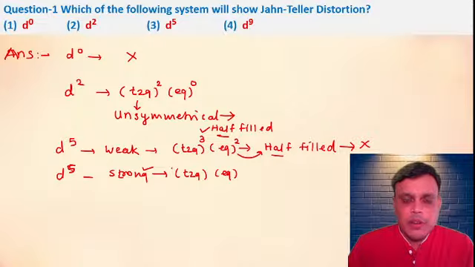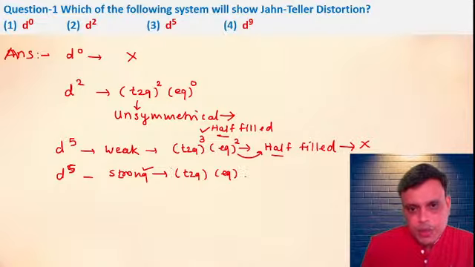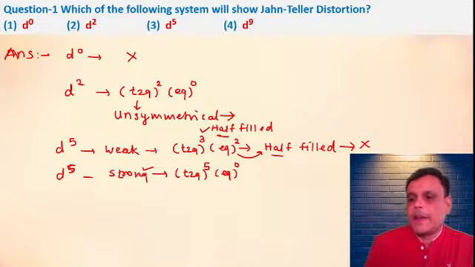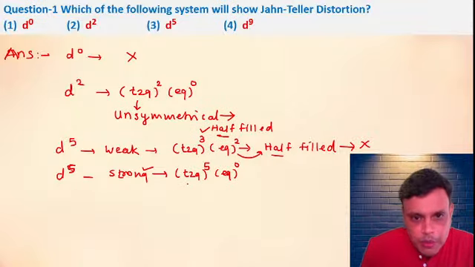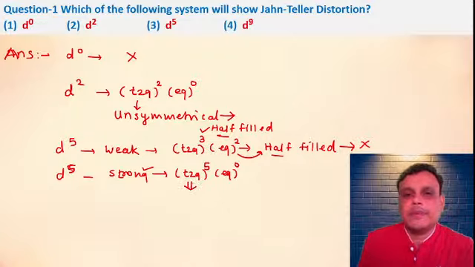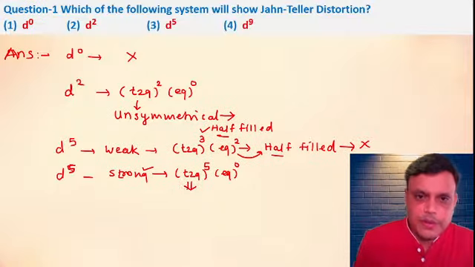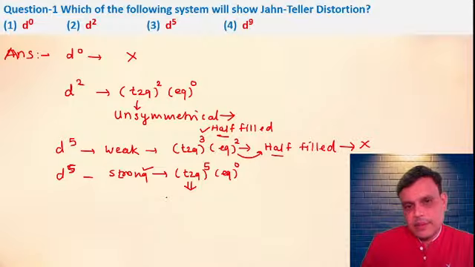Now D5 in strong field, correct. T2g5 and eg0. So here it is t2g5 and eg0. So whether it is symmetrical filling or unsymmetrical filling, tell me. Is this symmetrically filled or unsymmetrically filled? What is t2g5? Come on, answer quickly.